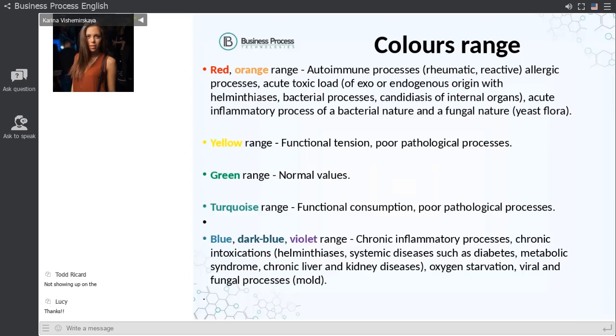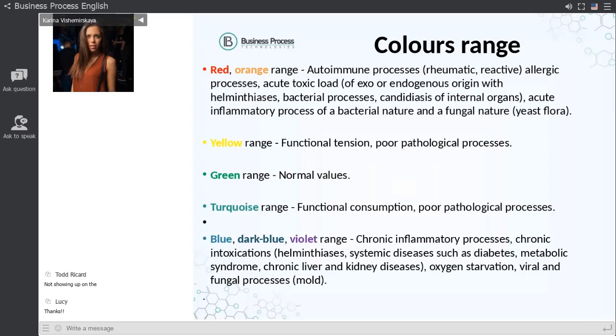So what it means: apart from green, yellow, red, and orange, this is hyperfunction of organs and systems. And from green to turquoise, blue, dark blue, and violet, it talks about hypofunction. Red and orange color can signify autoimmune processes, allergic processes, acute toxic loss, acute inflammatory processes of bacterial nature and fungi nature.